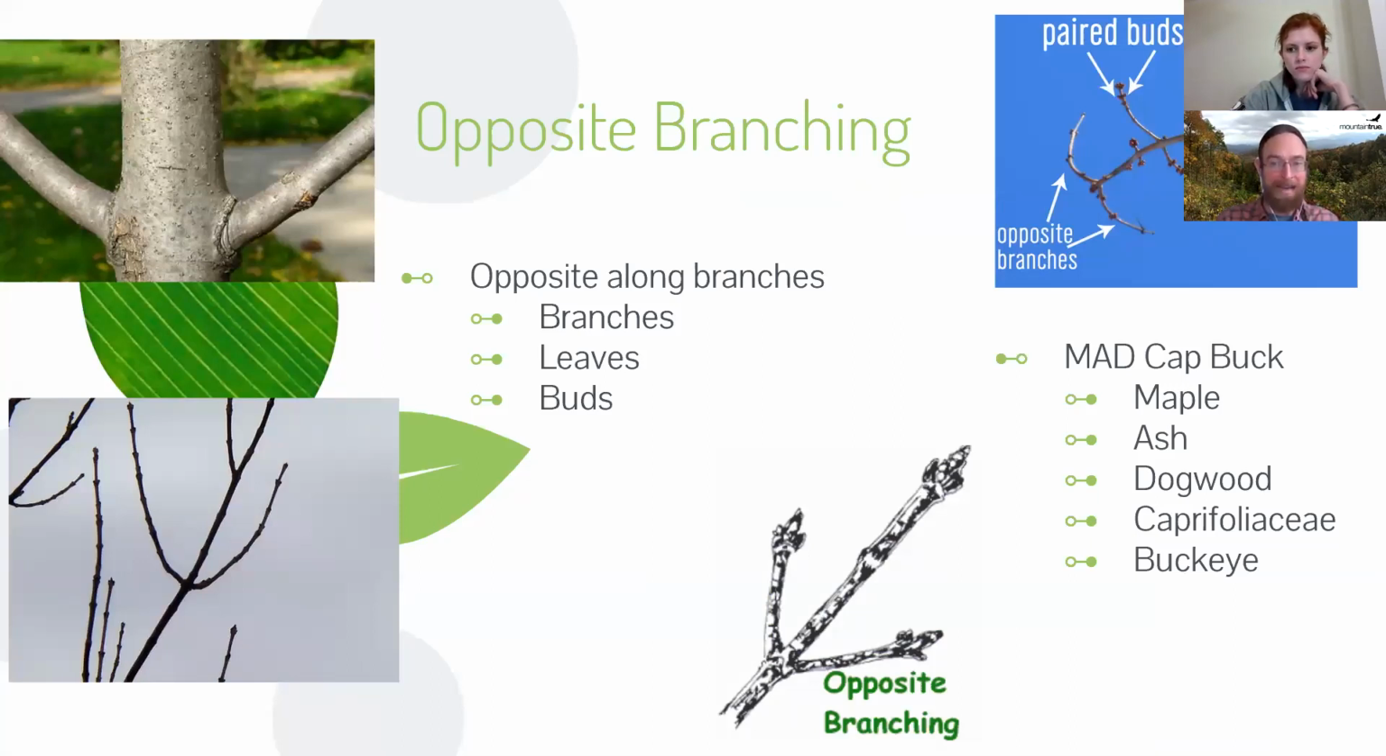Ash, we have a couple of ash species in our area. Dogwood, the entire Caprifoliaceae family. When I say Caprifoliaceae, that is the Latin name for a plant family that includes honeysuckles, viburnums, things like that. Buckeye, which we've already discussed having a palmately compound leaf. Those are the main oppositely branched trees and shrubs in our area. There are a couple more, like hydrangea, for example.